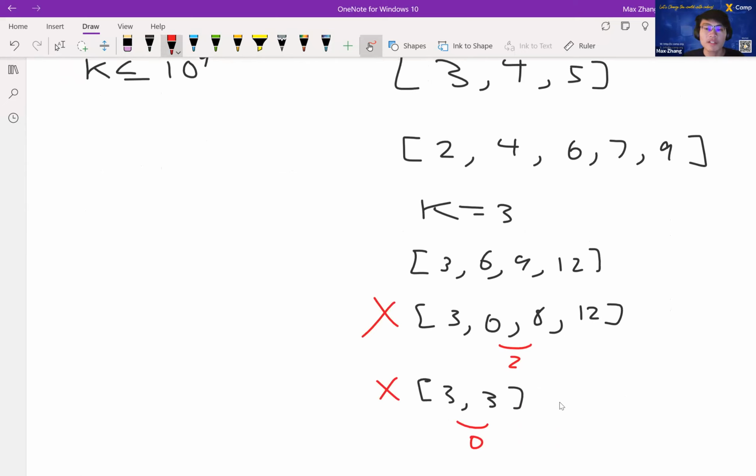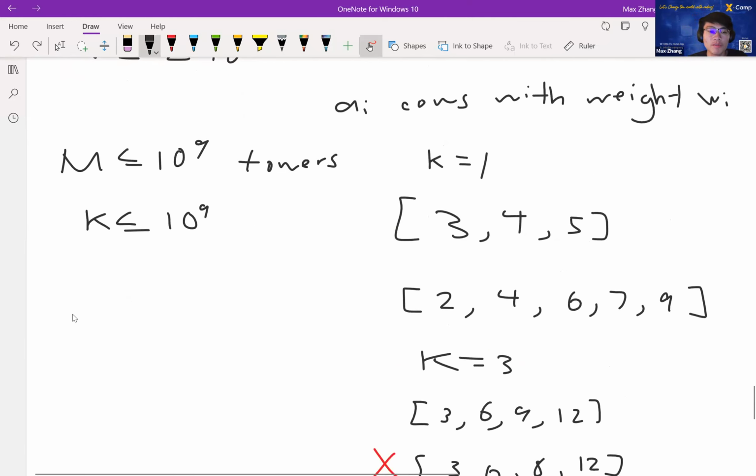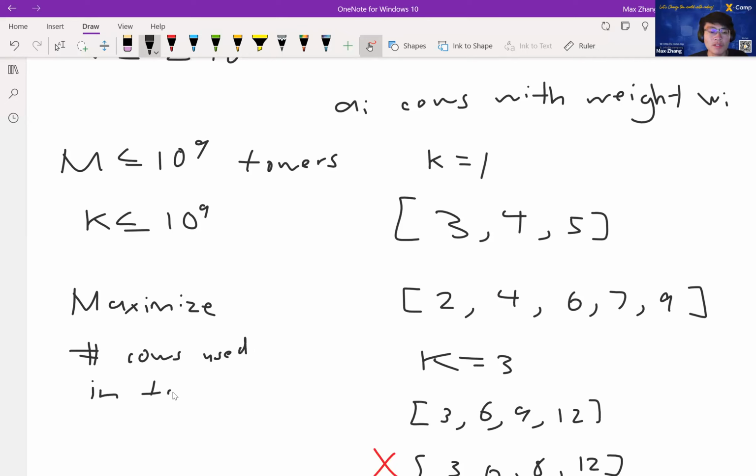Okay, so we got the definition of towers out of the way. Now, using the fact that we have at most m towers, we want to place as many cows into towers as possible. So we want to maximize the number of cows used in towers. We don't need to maximize the number of towers we use, or total weight or anything like that. We just need to maximize the number of cows that are used in towers.